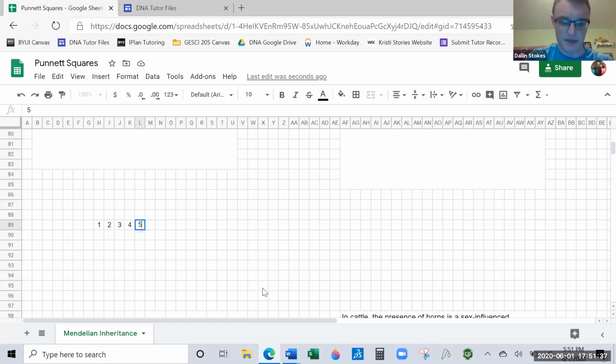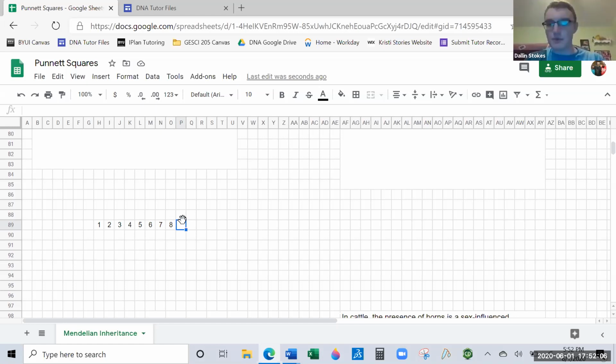It's an LDS family. 5, 6, oops, wrong button. 5, 6, okay. And let's pretend that this family perfectly fits the ratios of the Punnett square. Sounds good? This wouldn't happen in real life because remember, a Punnett square says the odds for every kid. But let's just say that this family perfectly fits the Punnett square.